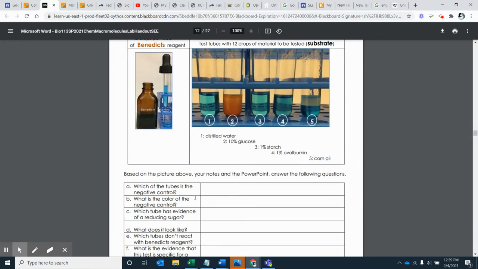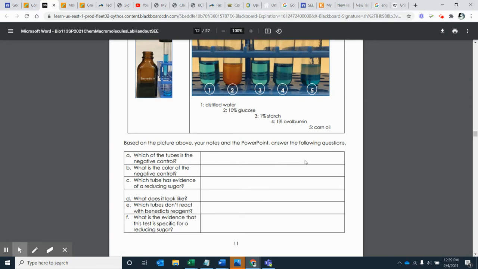So which of these tubes is the negative control? So the true negative control would actually be 1, right? Because it's distilled water, because we know what the outcome is going to be. But all 4 of these are negative, right? 1, 3, 4, and 5. So the negative color is obviously blue. The tube that has evidence of reducing sugar is 2, and it looks orange. The tubes that don't react with Benedict's reagents are 1, 3, 4, and 5.